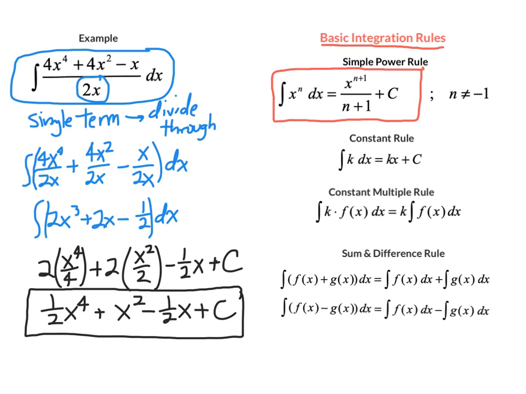And that's the answer. Even when you know all the rules of integration that there are to know, this is still the way to do this particular problem. When you see that single term in the denominator, divide it through every term in the numerator, and then you can go ahead and apply your integration rules.